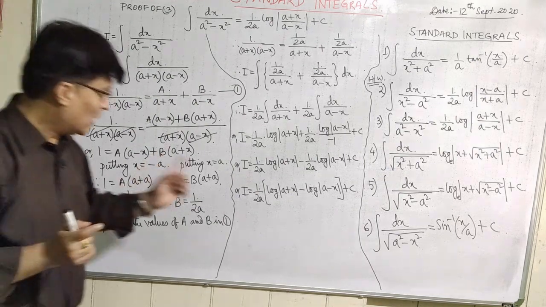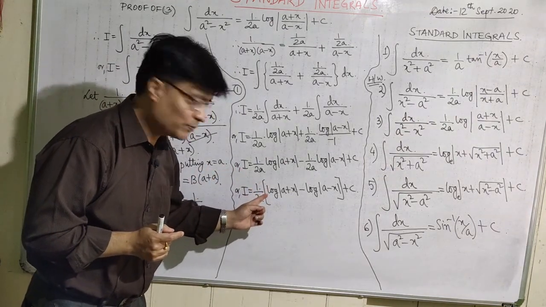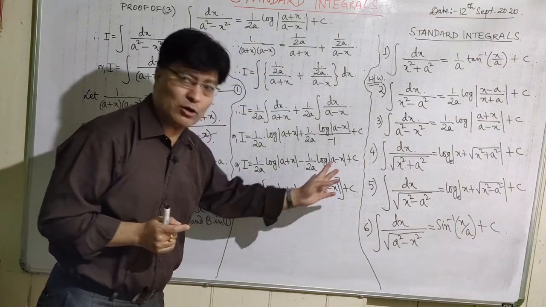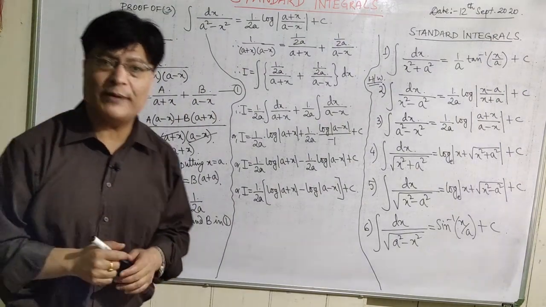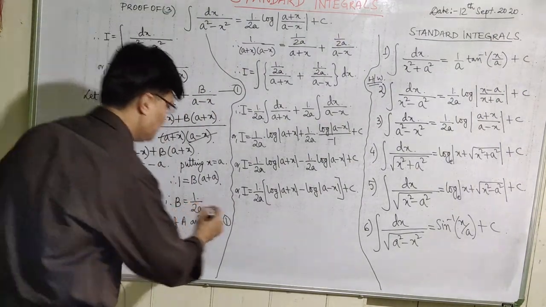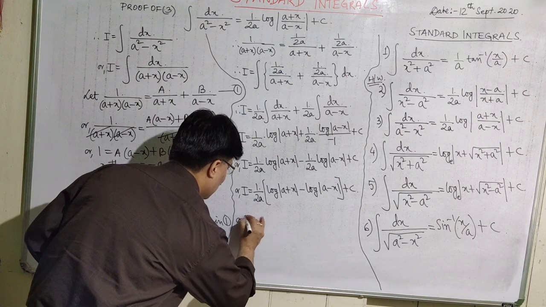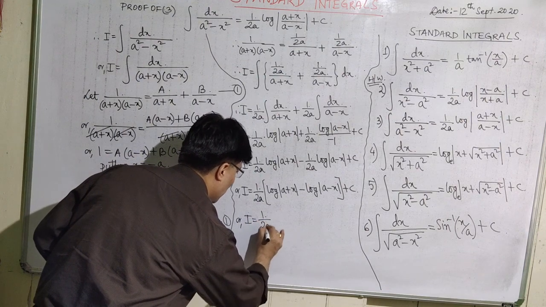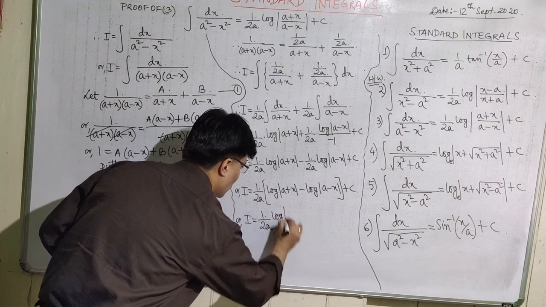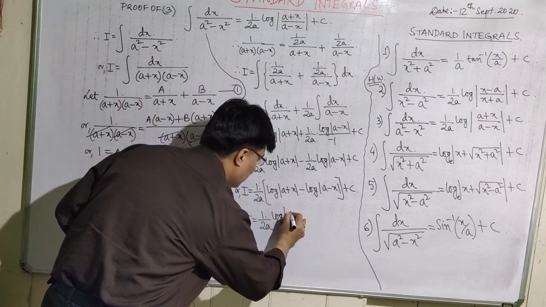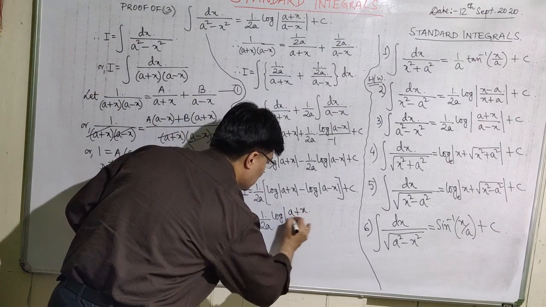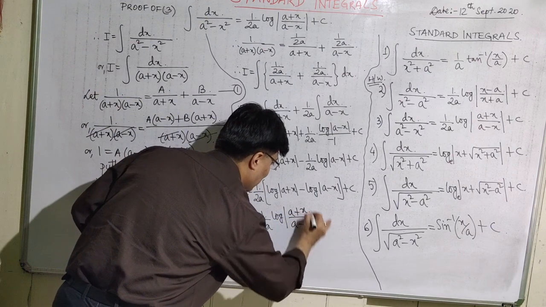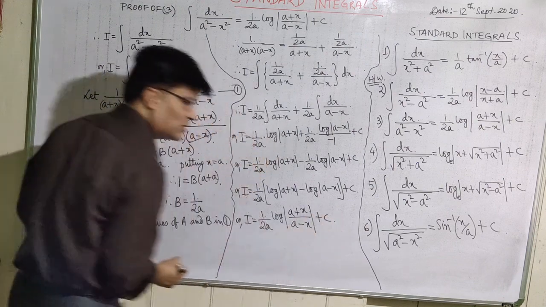Okay. Now you know these properties of logarithm. Log a minus log b, what is the formula? Log a minus log b is log of a by b. So I is equal to 1 upon 2a log within mod. What is a by b? It is a plus x divided by a minus x, mod sign closed, plus c.